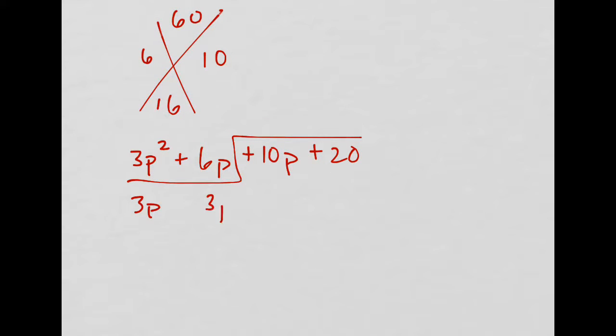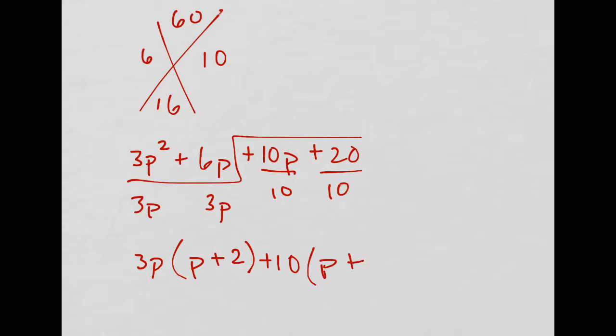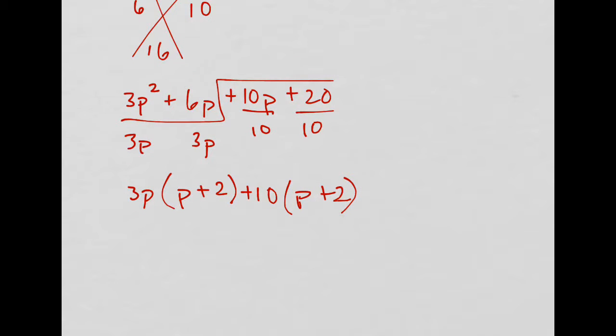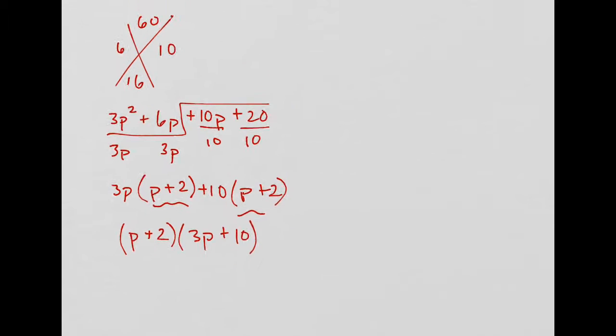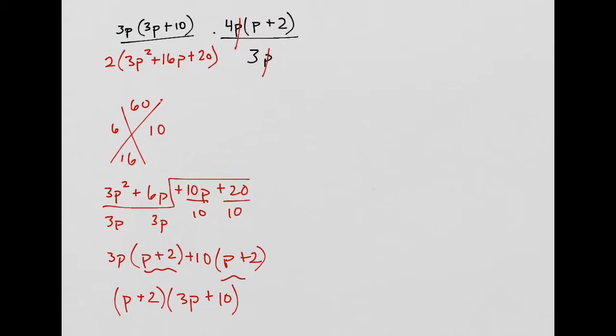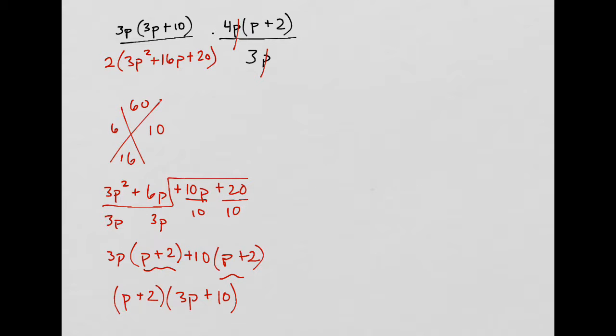And I can factor by grouping, do the step. Divide by 3p, 3p. And then on the inside it's p plus 2. Here I can divide by 10, and it's positive, so I put plus 10, and that would be p plus 2. And those are the same, so I can factor out that. And I'll write that on the outside. And on the inside, 3p plus 10. So there we have it. Ooh, that's nice. So really what I have is 3p plus 10. I also have 2 out in front.